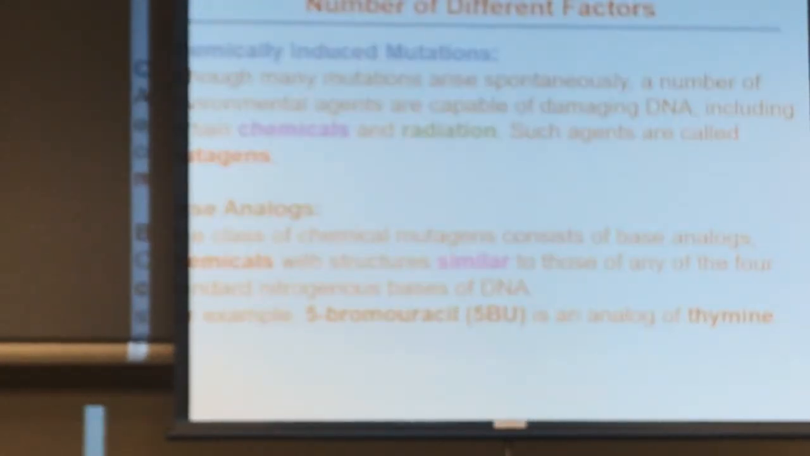Once 5-bromouracil is incorporated into the DNA, it can base pair, it can form complementary strands with adenine, and it can also form complementary strands with guanine. So this is a base analog. In other words, it is not the natural base, but it can mimic thymine. Once it gets into the DNA, it can base pair with adenine or guanine. So this is referred to as a base analog. Base analogs are chemicals which look like nucleotides, but they are not nucleotides.